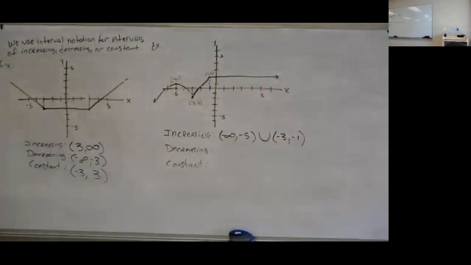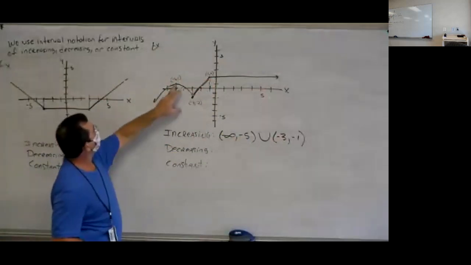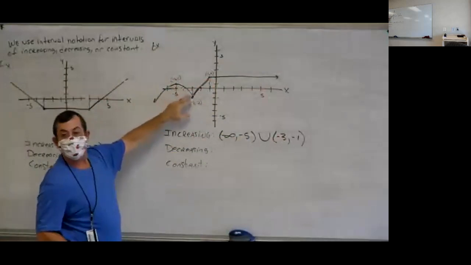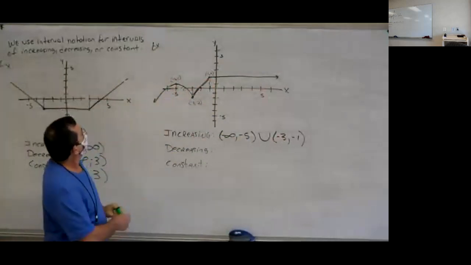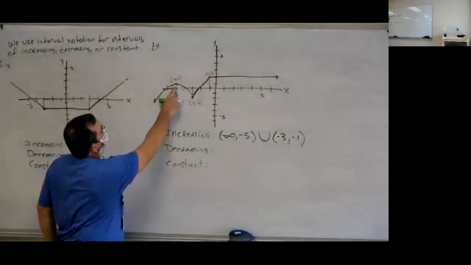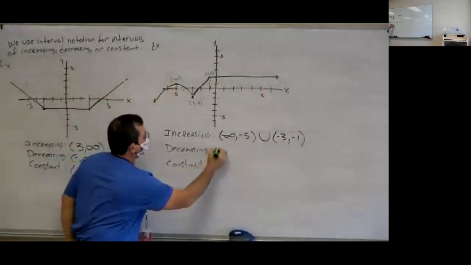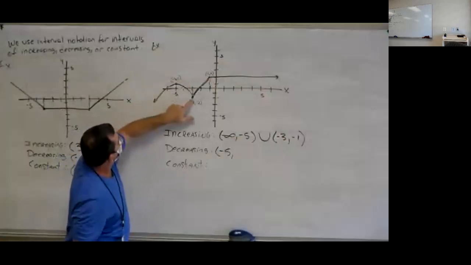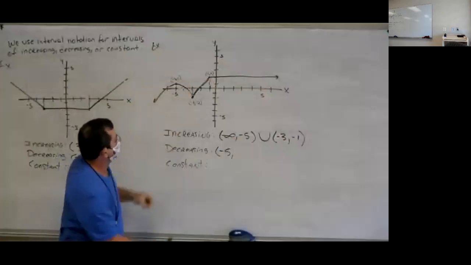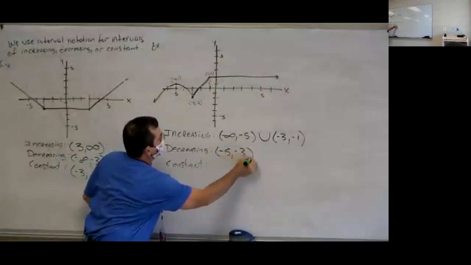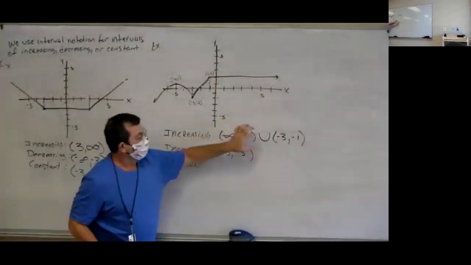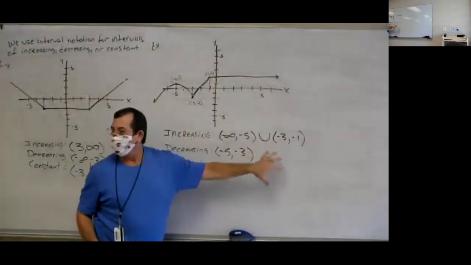Decreasing would be the part going downhill, left to right. So y'all, it looks like I've only got one part going downhill. And that's the right half of that upside down looking parabola there. It starts going downhill at the x value of -5. And as I go along the x's, I'm going downhill until I get to this point, which is at -3.